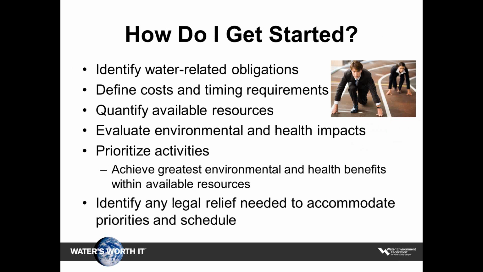So if you decide that you want to investigate integrated planning, how do you get started? If you think it might be useful, the process really isn't that different from your normal planning process. If you're doing a capital improvement plan or any kind of long-term planning process, you generally follow a process that's pretty similar. So for integrated planning, you first identify all your water-related obligations, define the costs and timing requirements related to those obligations. How quickly do you have to implement them, and how expensive are they?